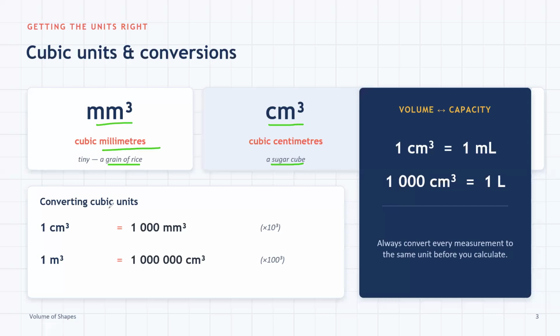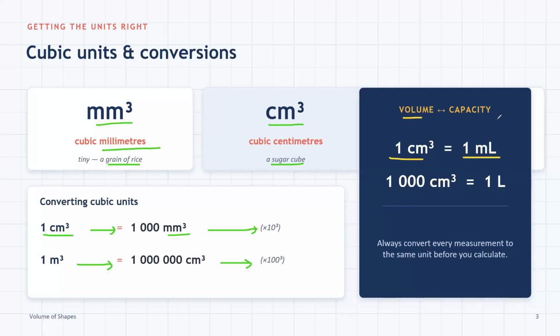Some of the basic converting cubic units. 1 centimeter cubed is equivalent to 1000 cubic millimeters, which is basically times 10 to the power of 3. 1 meter cubed is equivalent to 1 million centimeters cubed, or times 100 cubed. The rule on this side is very important here, which you can see on the other side. 1 centimeter cubed is equivalent to 1 milliliter.